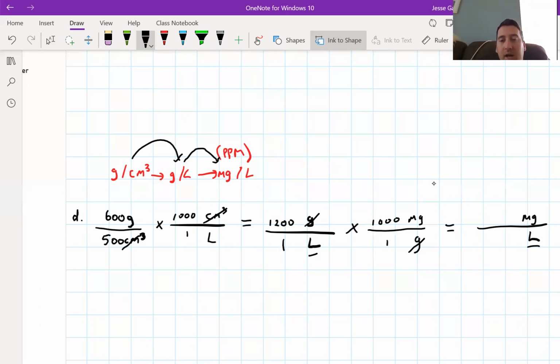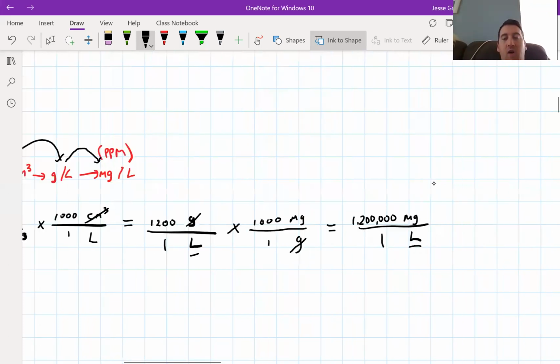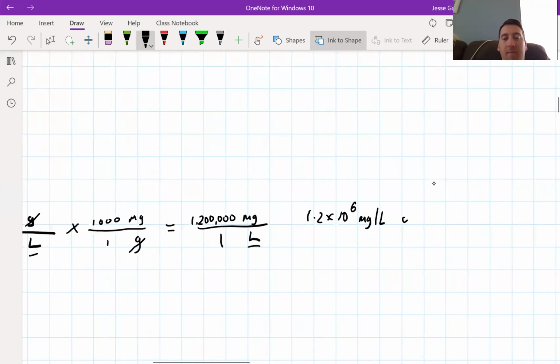It's 1.2 million. So 1,200,000, or 1.2 million, or you might have got 1.2 by 10 to the 6 milligrams per liter, or ppm.